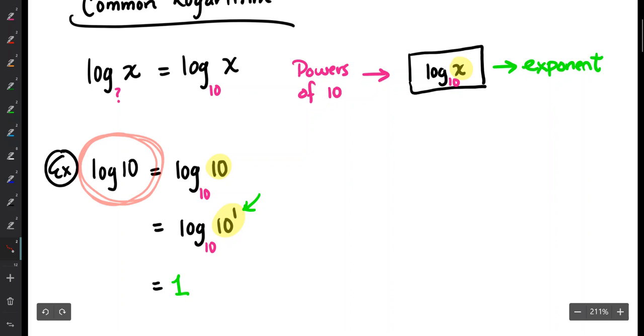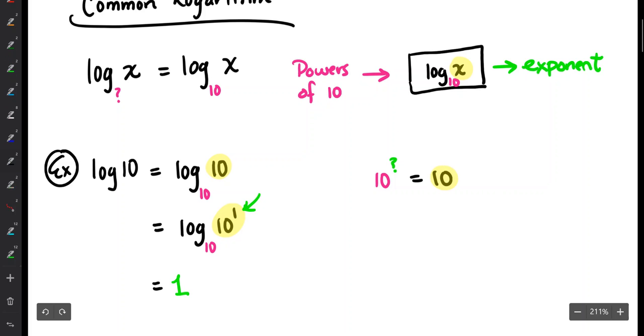This is asking me a question. 10 to what power is 10? 10 to the 1 is 10. That's the equivalent exponential statement. The number that we're looking for here is 1. That's what the exponent is. All right, let's do a bunch more.